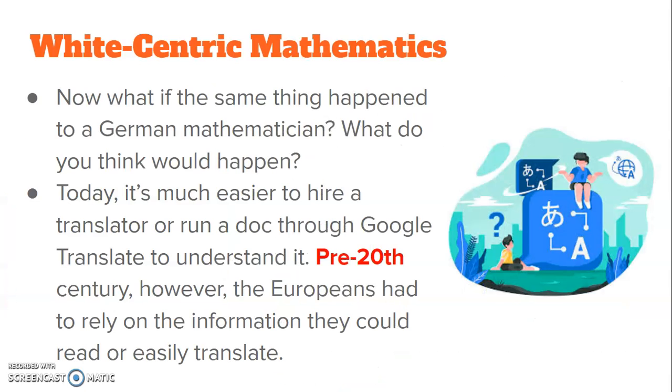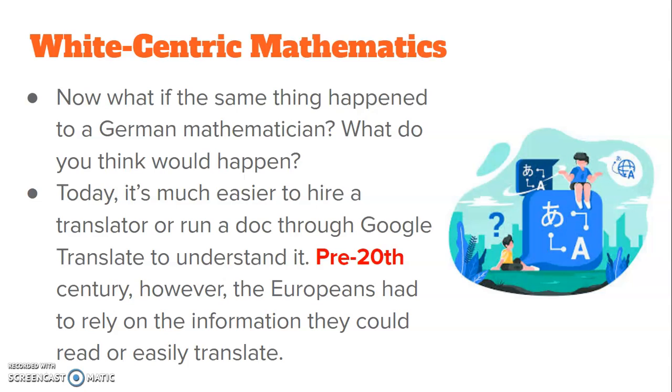But if this was the same case and the mathematician was German and wrote it in German, what do you think would happen? It'd probably be easier to translate, because more people in the Western world who have learned English and are mathematicians are likely to translate something from German to English than Kenyan people translating something from Swahili to English. Okay? Today, it's much easier to hire a translator or run a doc through Google Translate to understand it.